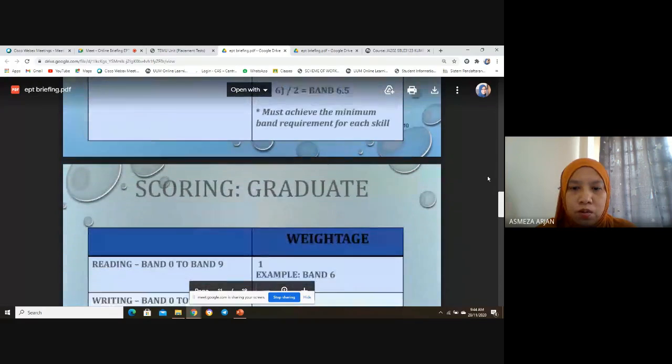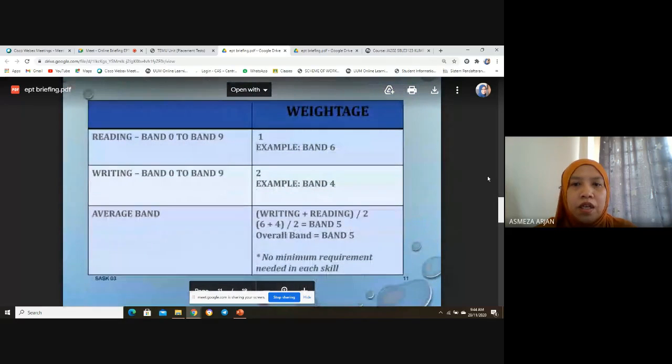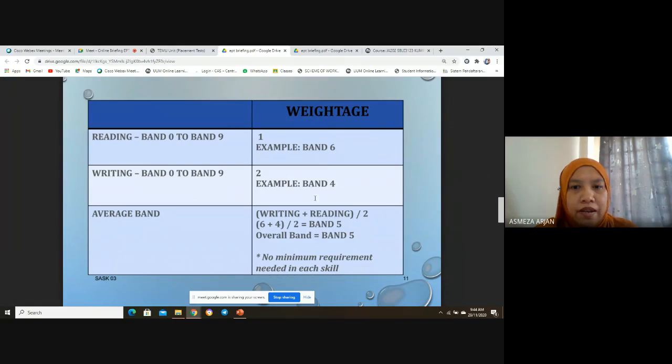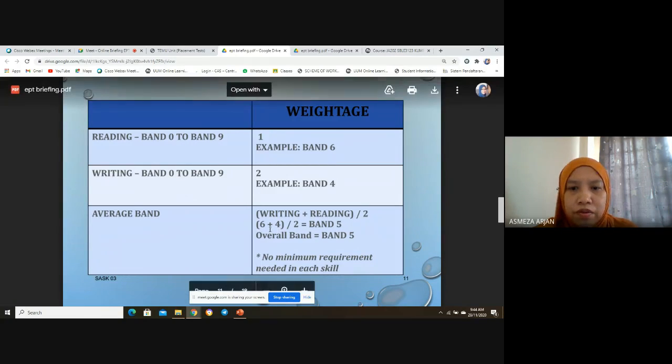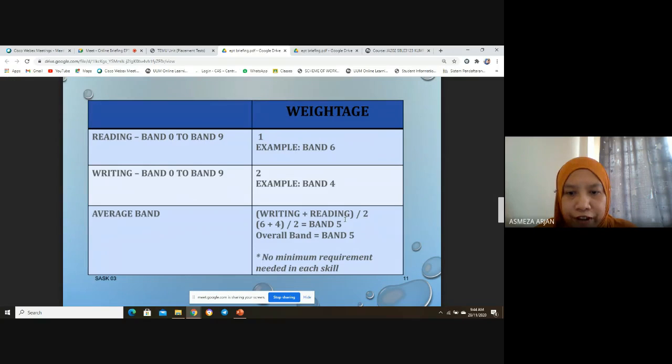Okay, so let's look at another example. Let's say you got band 6 for your reading, and band 4 for your writing. So 6 plus 4 divided by 2, you will get band 5. So overall band 5 here means you cannot be exempted, so you'll be put into level 6. Level 6 is the highest level. For English, we have level 1 until level 6.